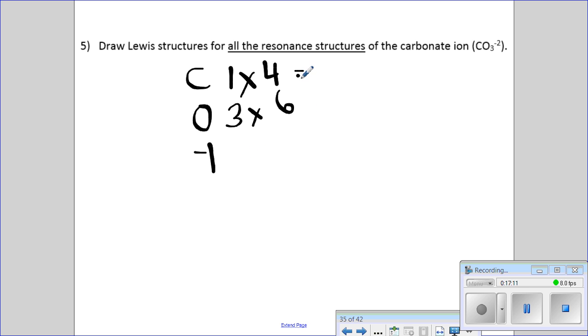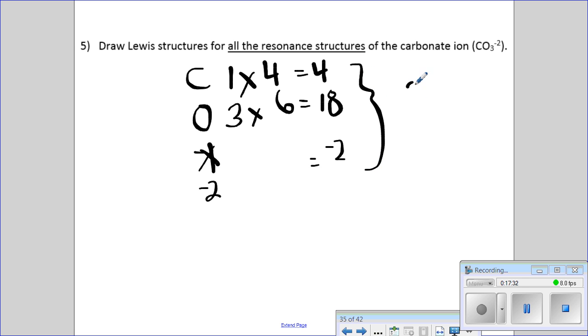So when I do my pair count, I'd have 4. I'm sorry, that should be a -2. Here we go. 4 plus 18 plus a -2 charge. So total, that's going to give me 24 valence electrons, or 12 pairs that I need to represent in the Lewis structure.